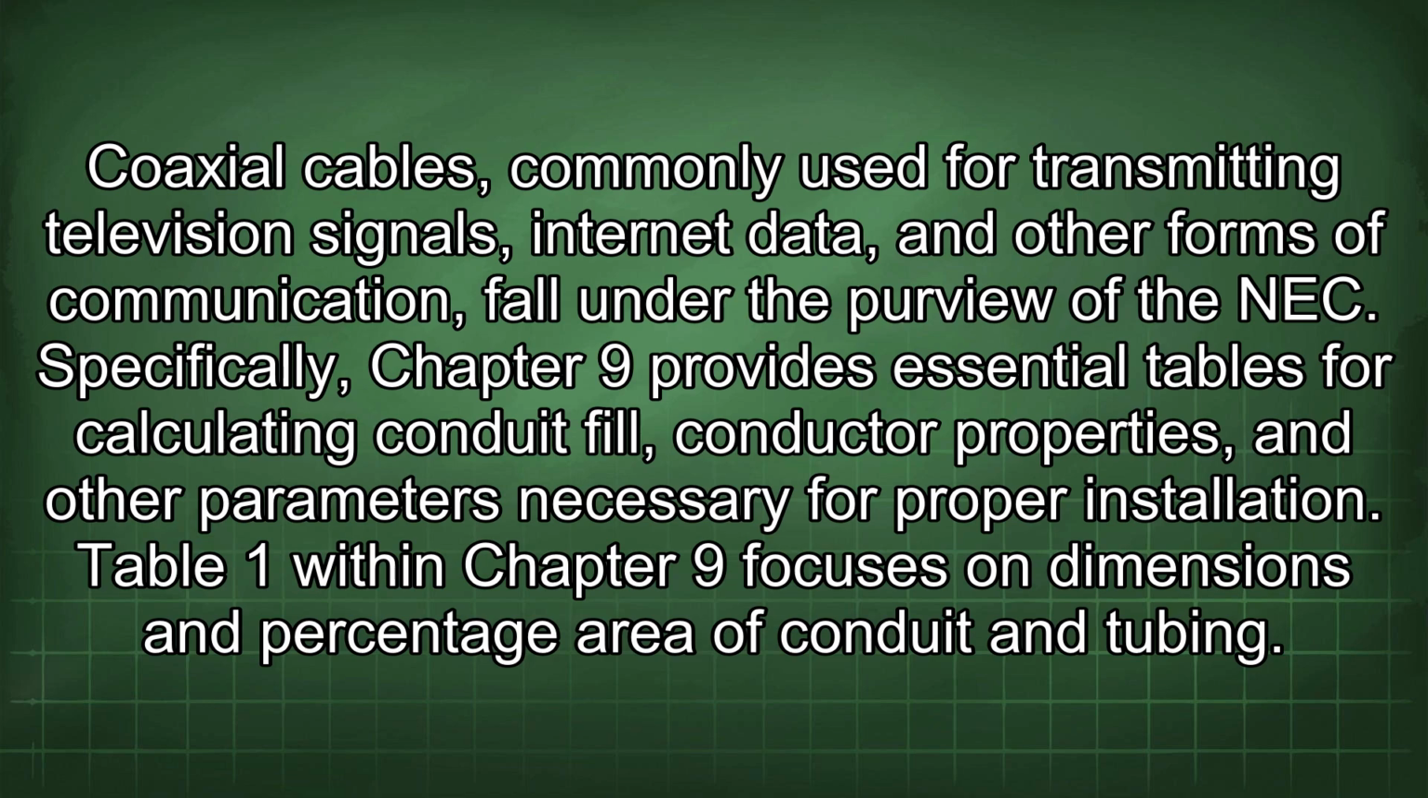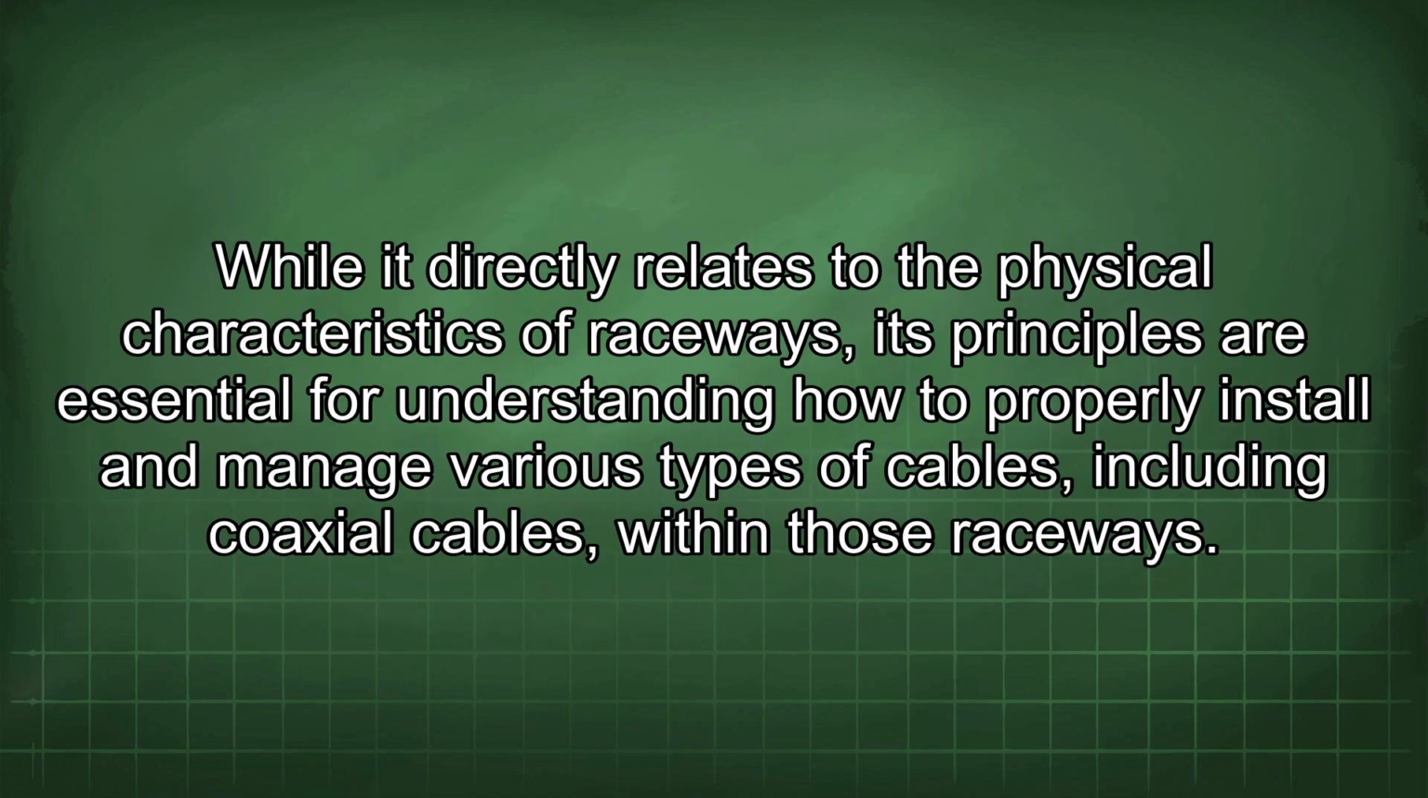the NEC. Specifically, Chapter 9 provides essential tables for calculating conduit fill, conductor properties, and other parameters necessary for proper installation. Table 1 within Chapter 9 focuses on dimensions and percentage area of conduit and tubing. While it directly relates to the physical characteristics of raceways, its principles are essential for understanding how to properly install and manage various types of cables, including coaxial cables, within those raceways.